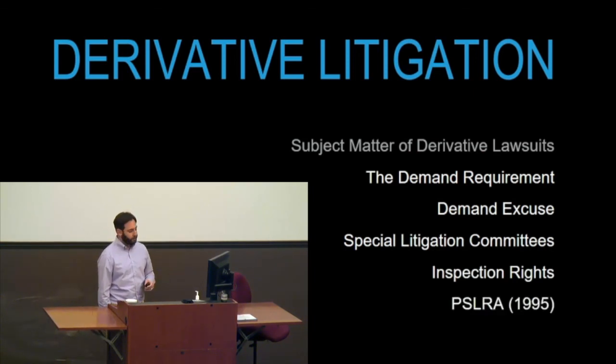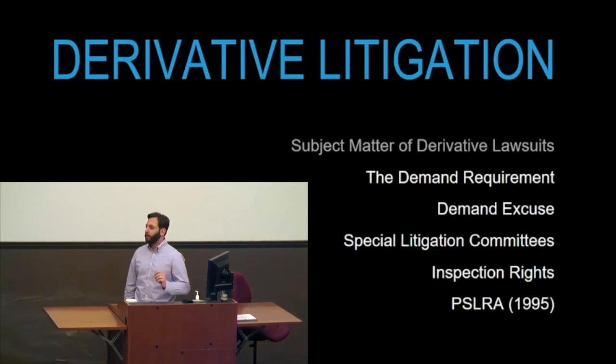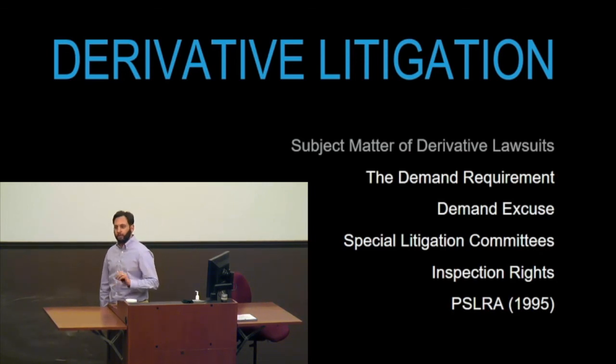Inspection rights are an avenue for that. And don't forget, just kind of a, not quite a footnote, but a procedural requirement for adequacy and for standing in order to sue. And so that is derivative litigation.